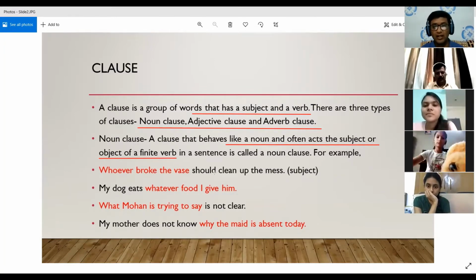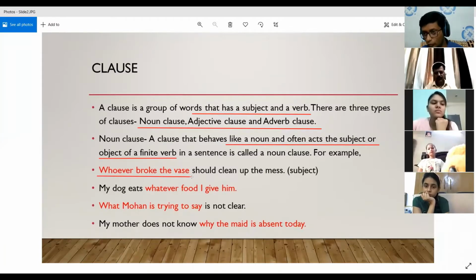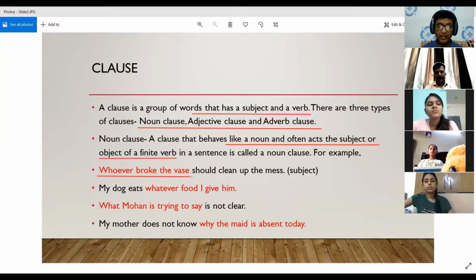Whoever broke the glass vase should clean up the mess. So now the question that is being answered over here is, who should clean up the mess? So the answer is whoever broke the vase. So now who definitely must be a noun. Who broke the vase? So the answer is whoever broke the vase. So that person should clean up the mess, right?